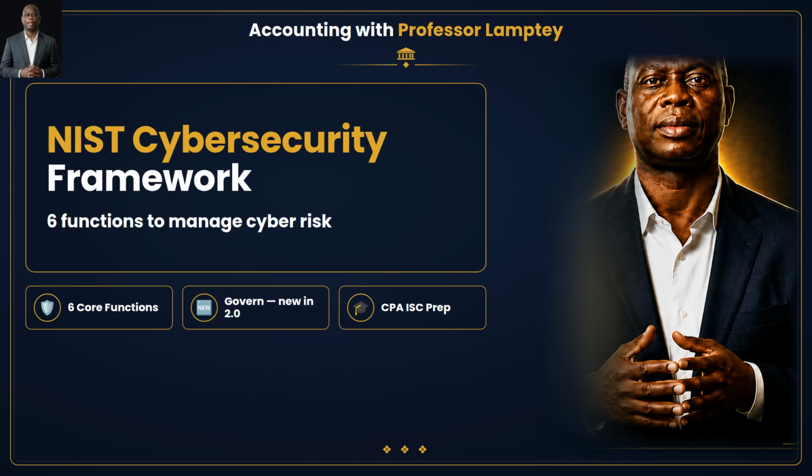It's 2 a.m. and a company's screens go dark, files locked, a ransom note on every monitor. Whether this becomes a company-ending disaster or just a bad Tuesday comes down to one thing. Did they have a plan before it happened? That plan has a name, the NIST Cybersecurity Framework, the playbook governments and companies around the world use to manage cyber risk. In this video, the 6 functions that make it work.